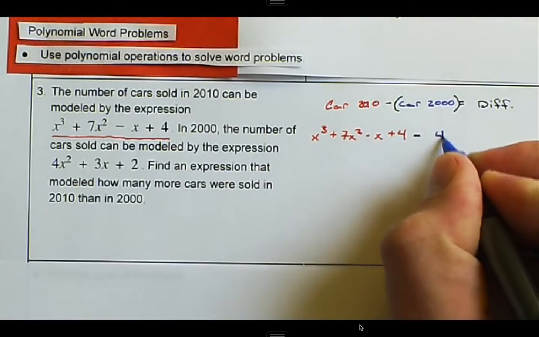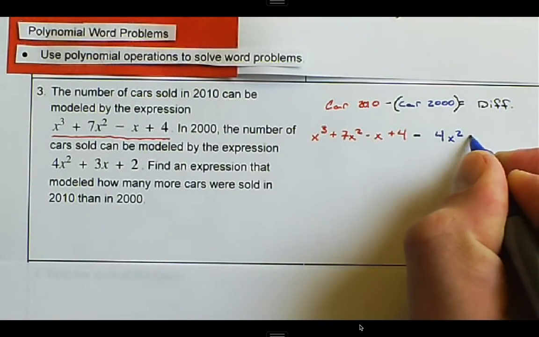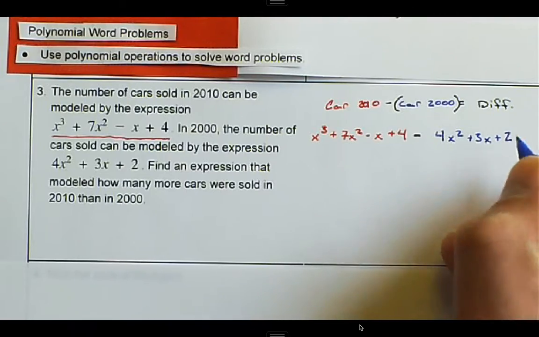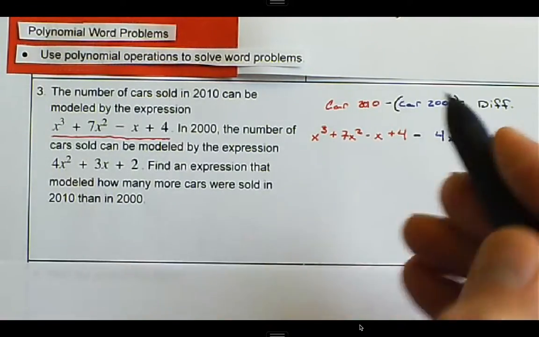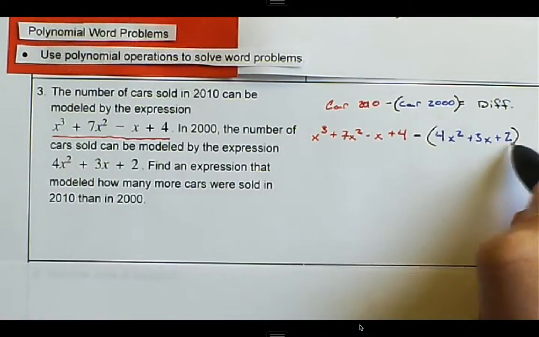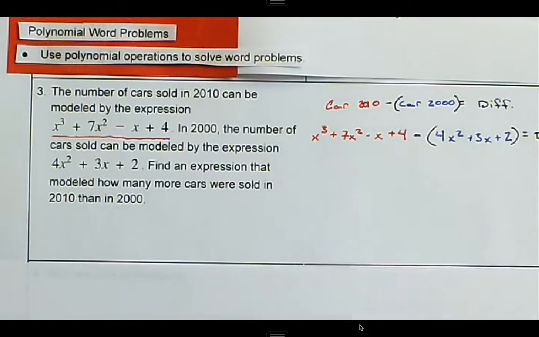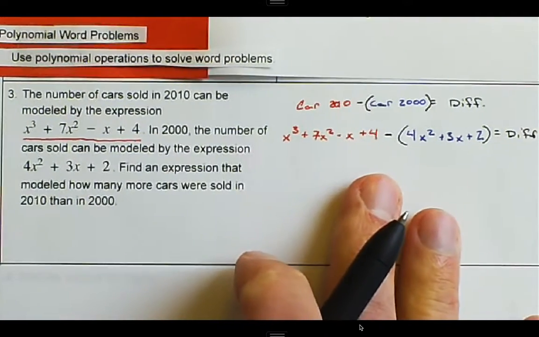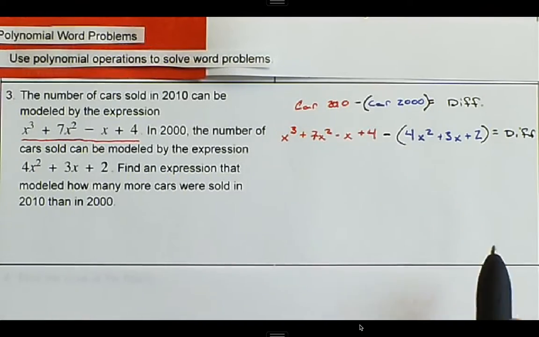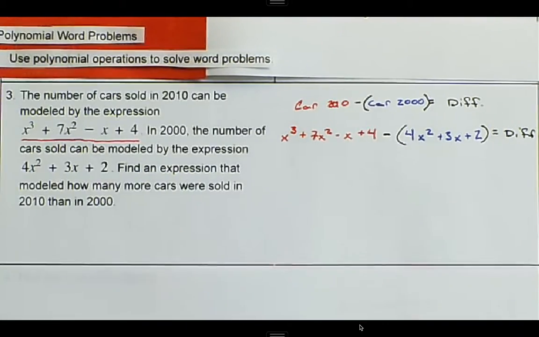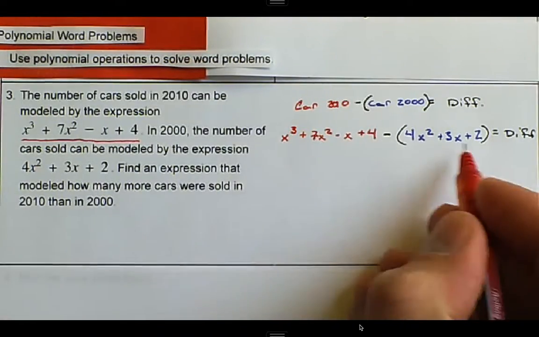So we have 4x squared plus 3x plus 2. And we have to make sure that we include the parentheses because we have to distribute the negative to all the parts. So the first thing I'm going to do is rewrite this with the negative distributed.